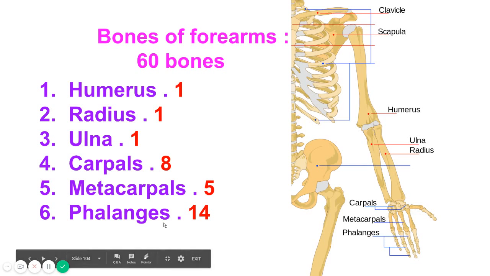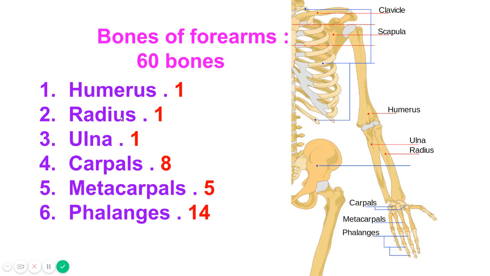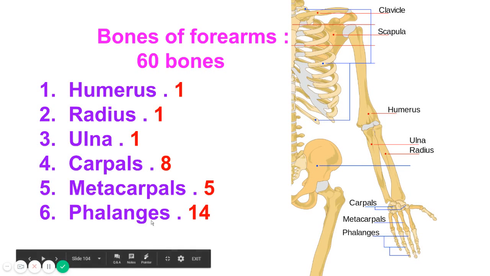And then comes the phalanges, which makes the fingers. 3 in each finger, you can see here, that makes 12, and 2 in the thumb, that makes 14. So in each arm, humerus, radius, ulna, carpals, metacarpals, and phalanges are present. 8 carpals make the wrist, metacarpals make the palm, and phalanges make the fingers.